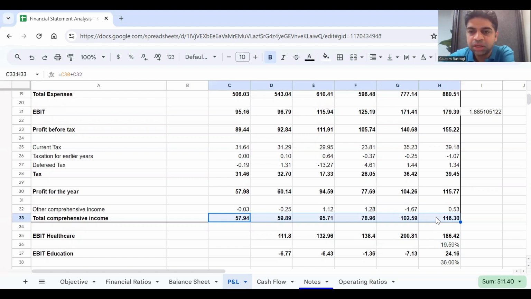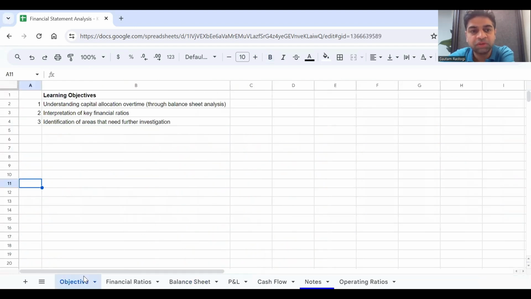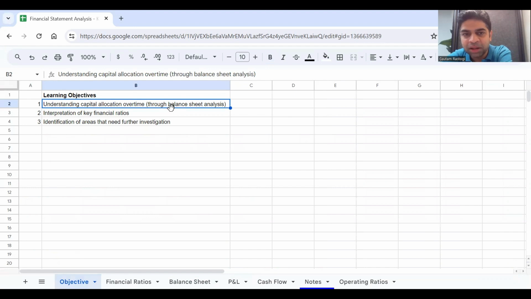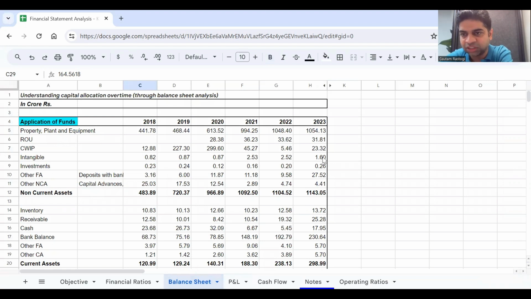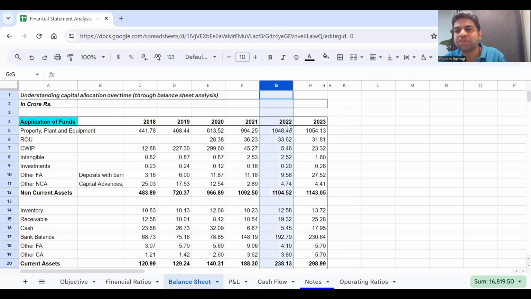Now let's go back to the balance sheet. Let me remind you, the first objective was understanding capital allocation over time through balance sheet analysis, because with this backdrop, it will become easier to understand and interpret financial ratios. So let's do a quick analysis of this balance sheet. Every year's balance sheet is a snapshot in time. This is a snapshot of year 2023, and the balance sheet from 2022 is a snapshot from the end of year 2022.